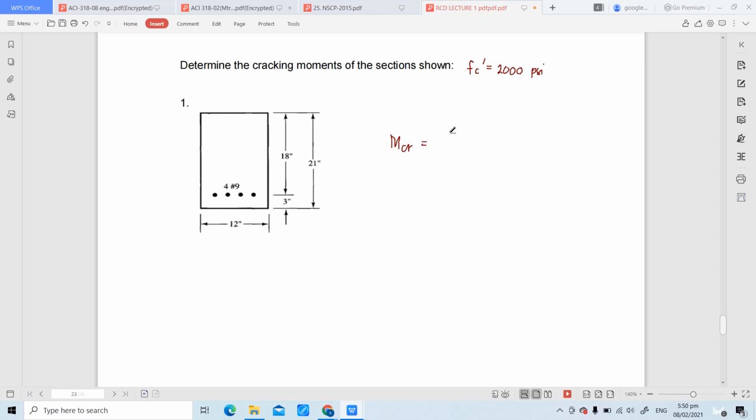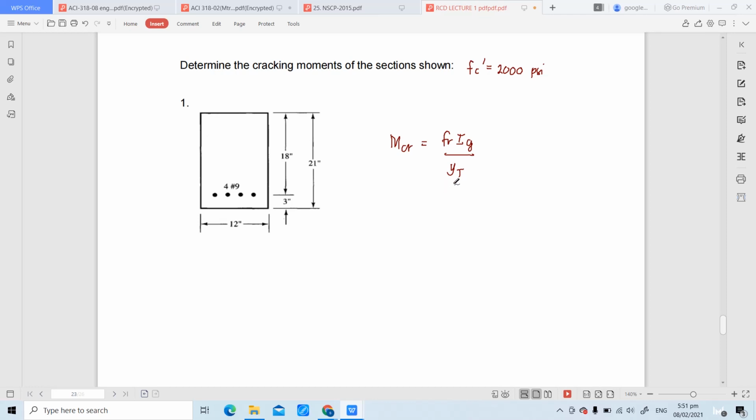MCR equivalent to FR IG over Y sub T. Pag cracking moment, nakay uncrack stage. Kapag uncrack stage, hindi natin kino-consider yung steel bar sa analysis. Ang kino-consider lang natin ay yung konkreto. No? So, kahit na merong bakal na binigay, iti-take nyo siya na wala. Ang i-analyze lang natin ay yung concrete.